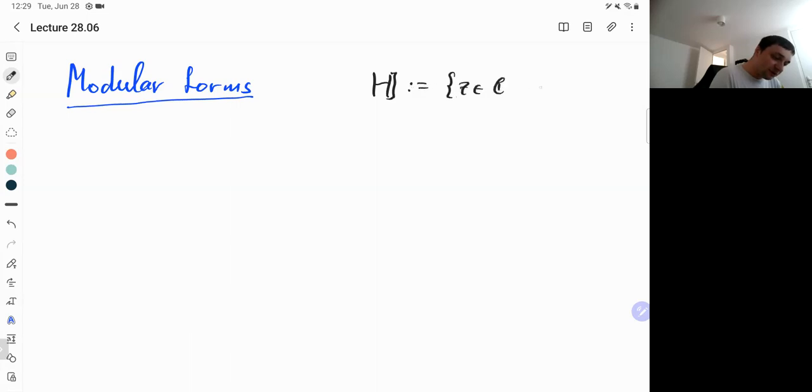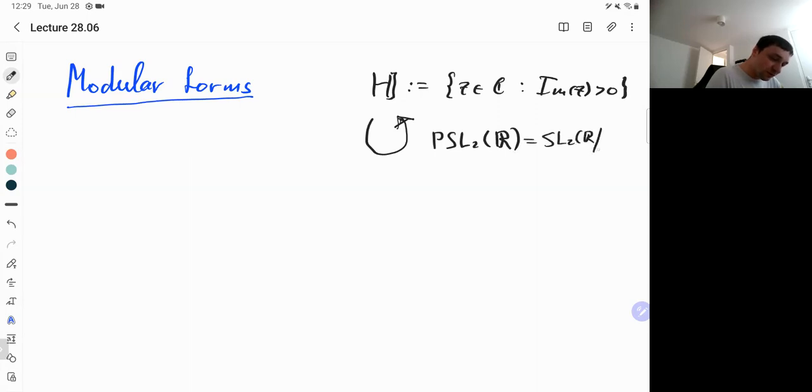So these are just complex numbers with positive imaginary part. And so there is a group of biholomorphic automorphisms of this thing, which is PSL2(R). PSL2(R) is the projective special linear group. So it's SL2(R) modulo the kernel of this action, plus or minus identity.